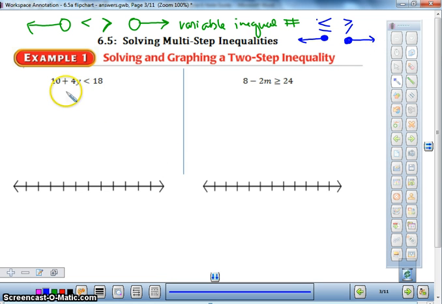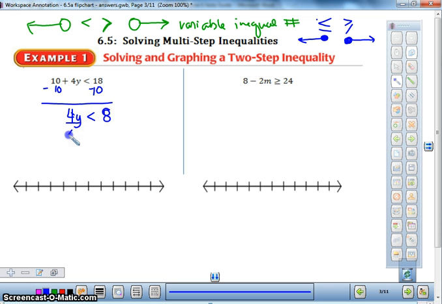So as we look at this equation, our first goal is to get the 4y by itself. How do we do that? We're going to subtract 10. Please make sure you're doing this in your notes. As you do this in your notes, 10 minus 10 is 0. We're left with 4y. Our inequality stays the same, and 18 minus 10 gives us 8.